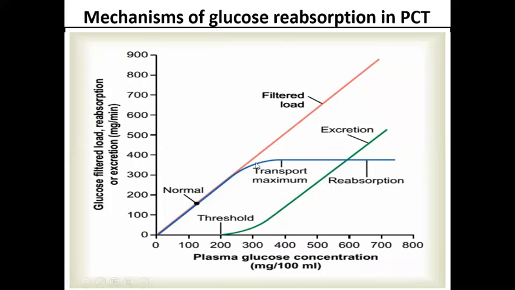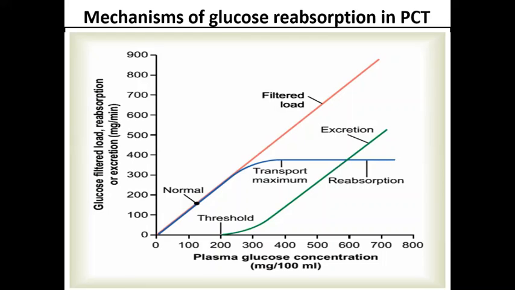So you have this line that is shown in red. Red is representing the filtered load. So how much glucose is being filtered? The one in blue is showing you the function of those proteins, so the transport maximum or the reabsorption. The reabsorption that is taking place is the function of those proteins that are embedded within the apical side and the basolateral side, reabsorbing glucose.